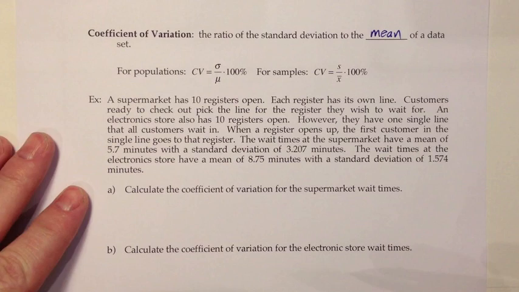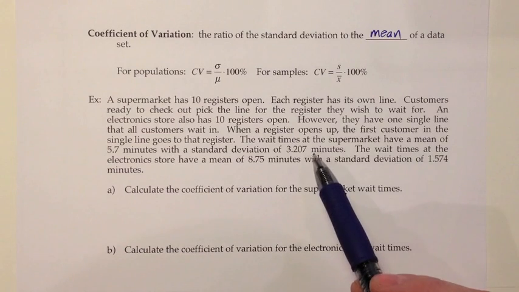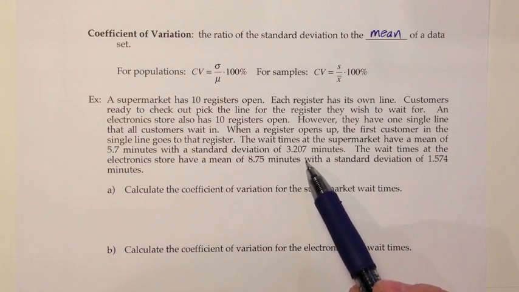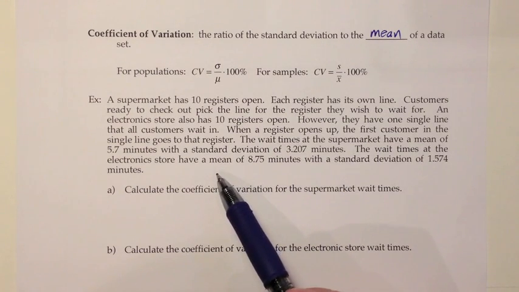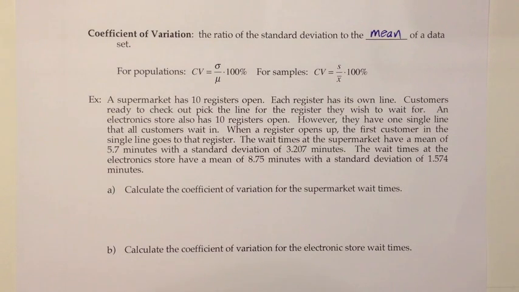A supermarket has 10 registers open. Each register has its own line, and customers ready to check out pick the line for the register they wish to wait for. An electronics store has 10 registers open as well. However, they have one single line that all the customers wait in. And when a register opens up, the first customer in the single line goes to the register. The wait times at the supermarket have a mean of 5.7 minutes with a standard deviation of 3.207 minutes, and the wait times at the electronics store have a mean of 8.75 minutes with a standard deviation of 1.574 minutes.